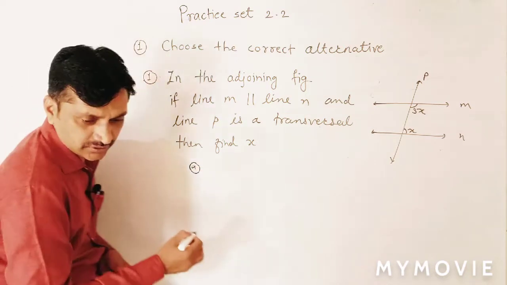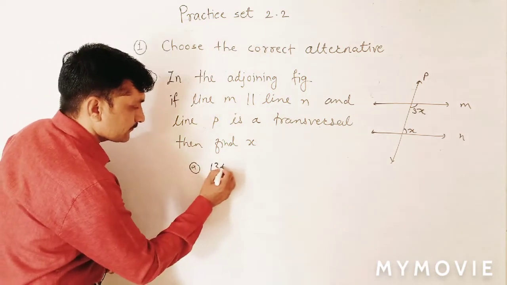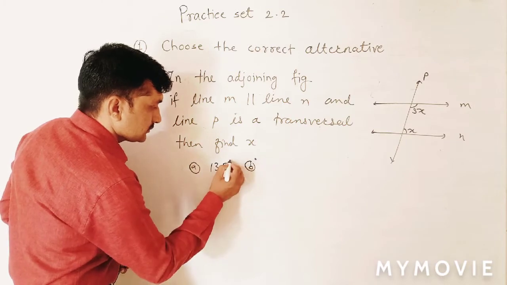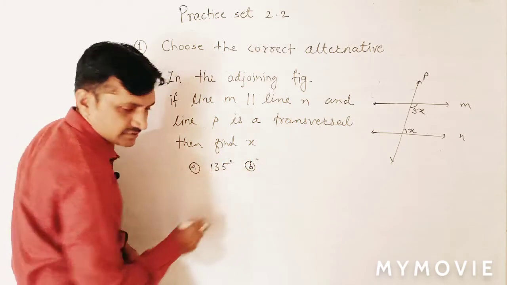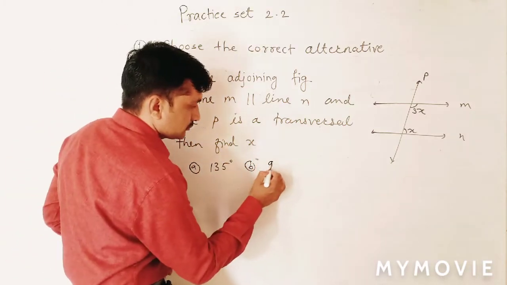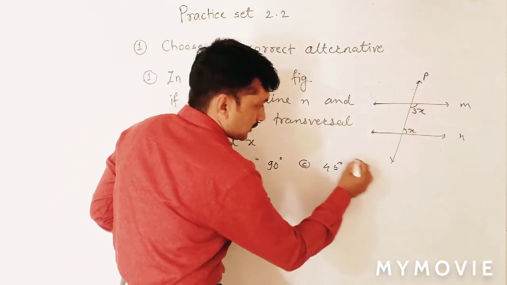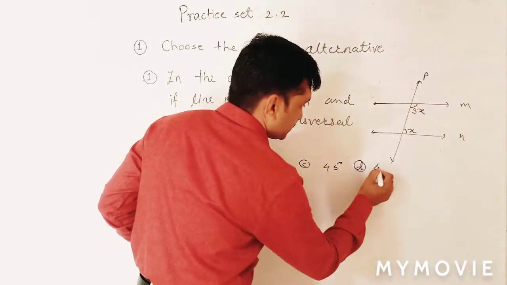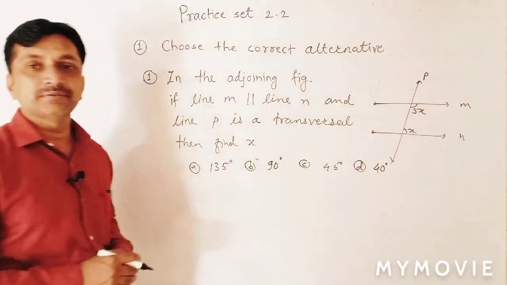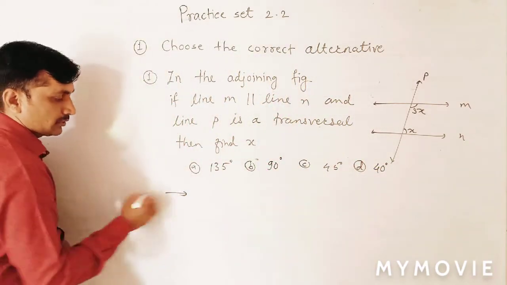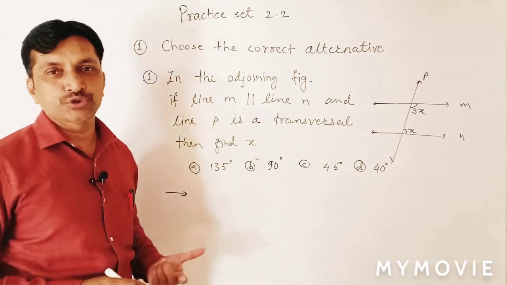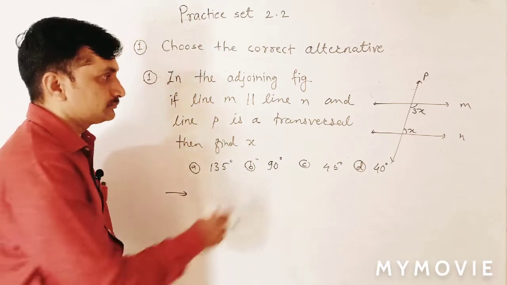Now options are given: first, 135 degrees; second, 90; third, 45 degrees; and D is 40 degrees. Let's find that by the solution. In the exam, there is no need to write the solution. That is for explanation only.